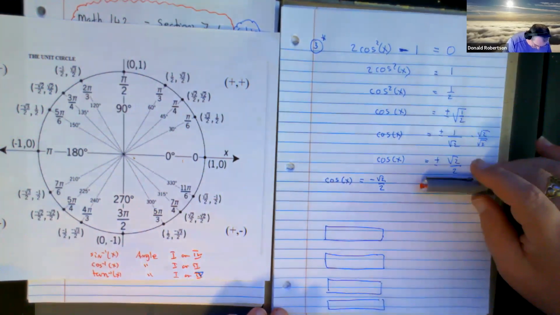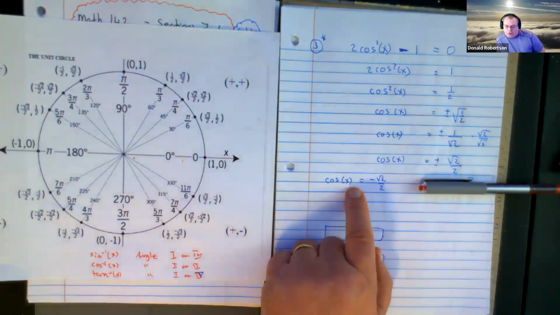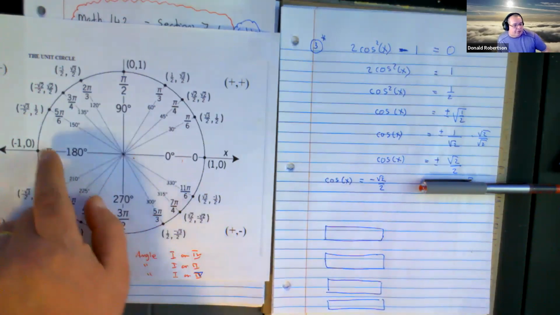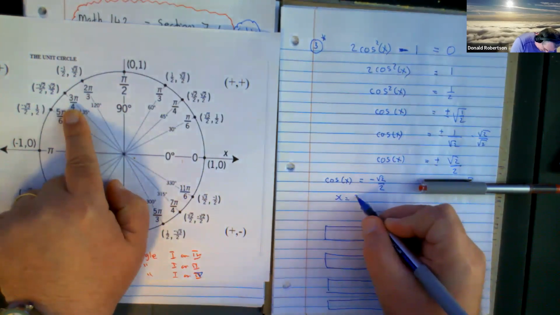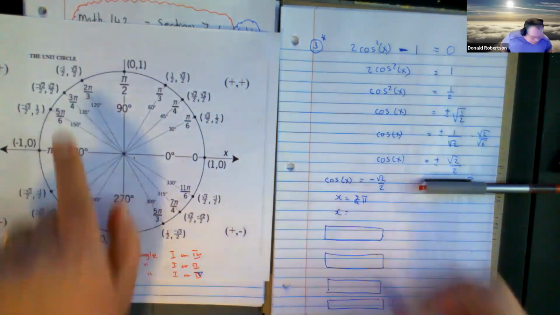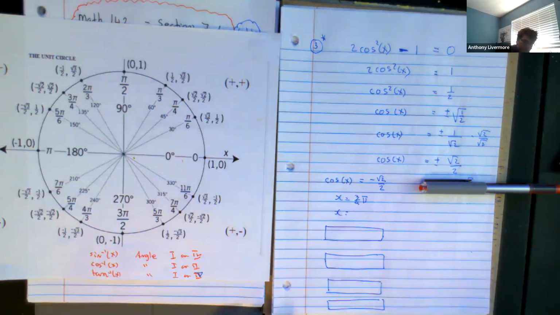So forget about that guy for a minute. I want to find out what angles have a cosine of negative root 2 over 2. Well, if you do negative root 2 over 2, would you agree you get 3π/4? Is there another place in the unit circle where the cosine is negative root 2 over 2? And where is that other place? 5π/4. Great.